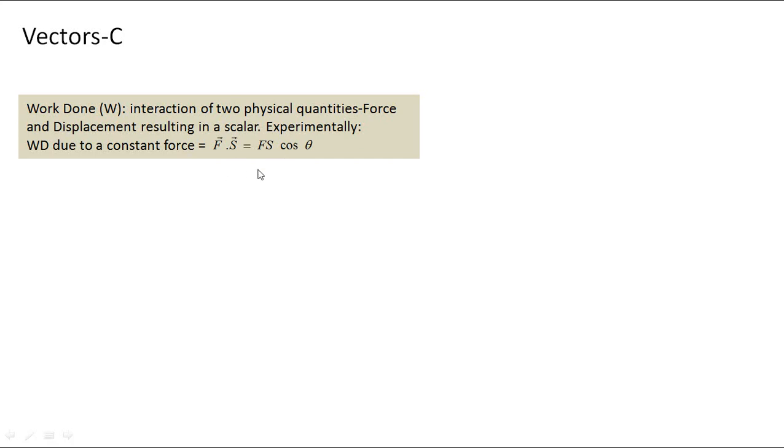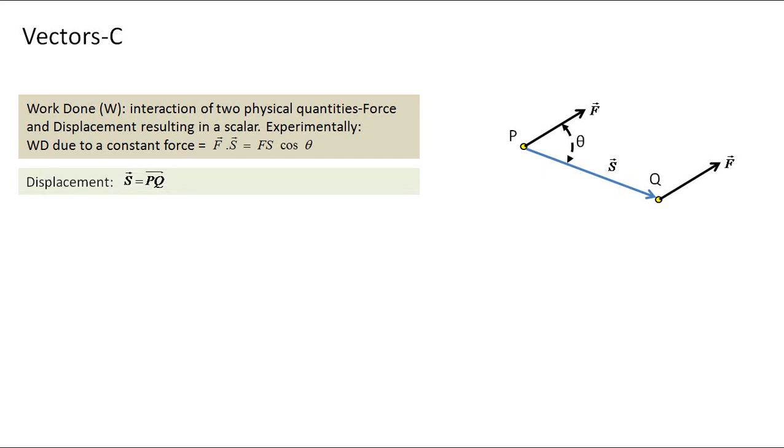We choose which one to use depending on which is more suitable for a given situation. We will see that later. A force is acting on a particle which is initially at point P, and this particle moves from point P to point Q, and as it moves, the force F bar remains constant. What is the displacement? P to Q is the displacement. So displacement S vector is equal to PQ vector.